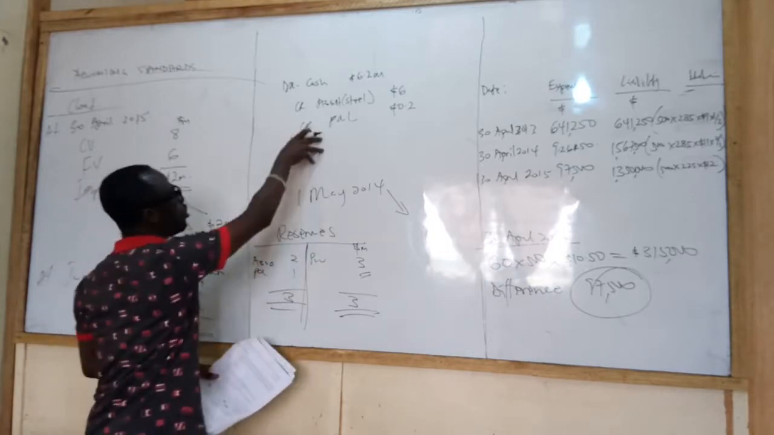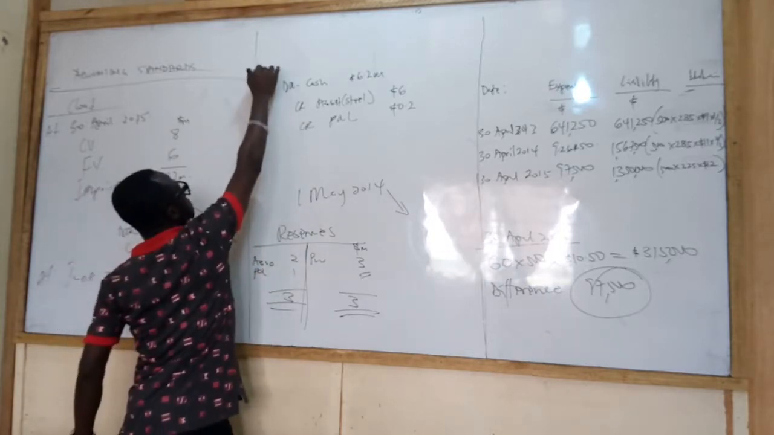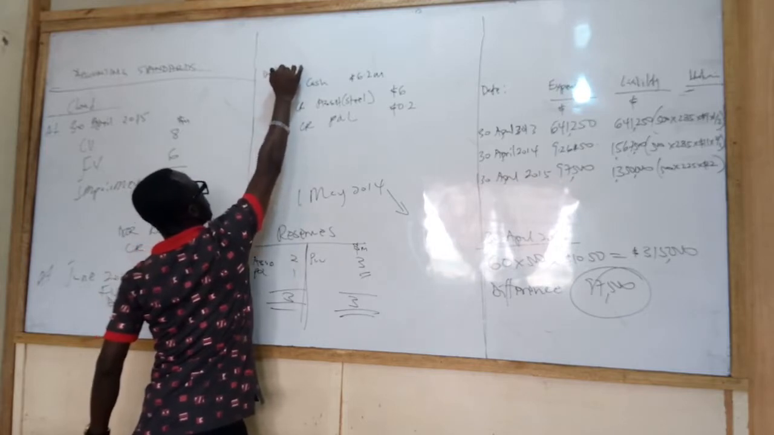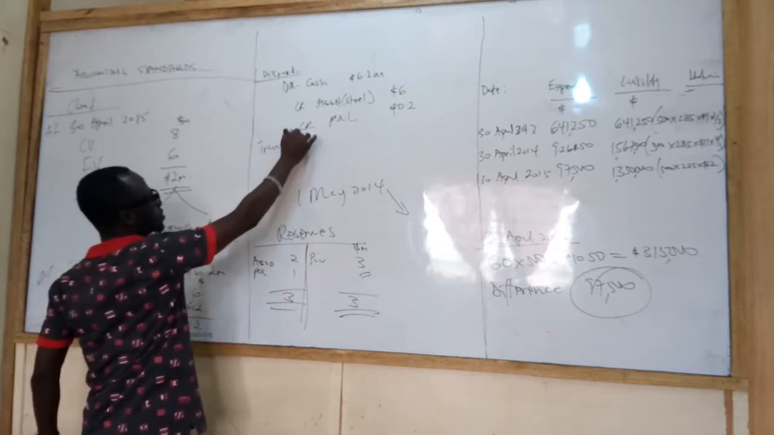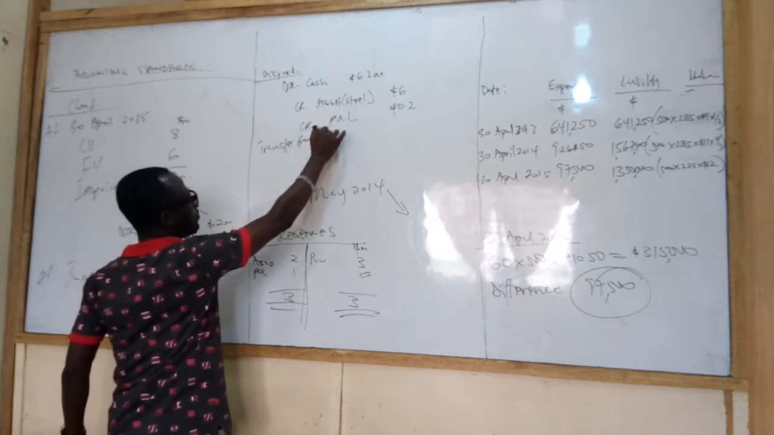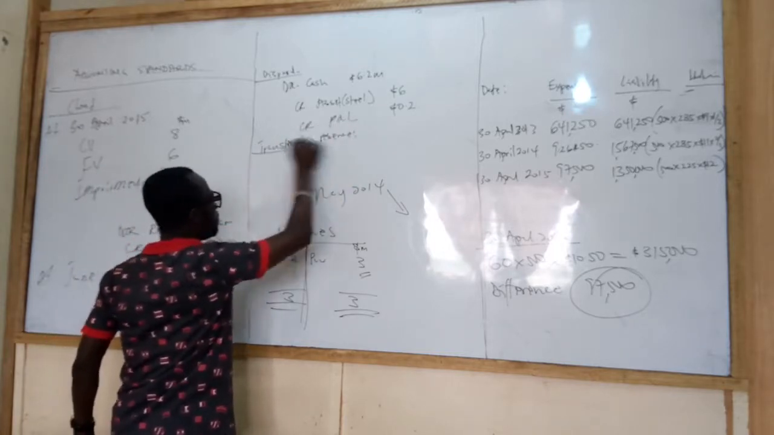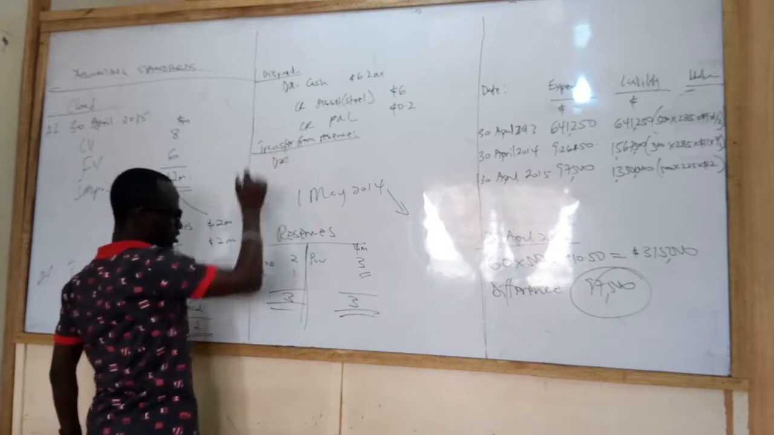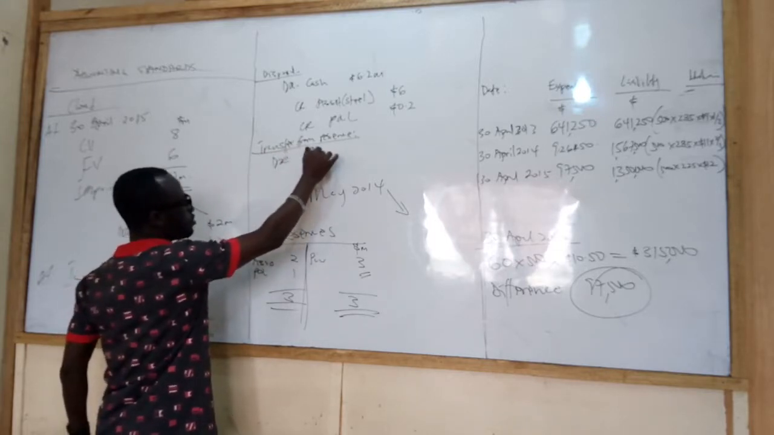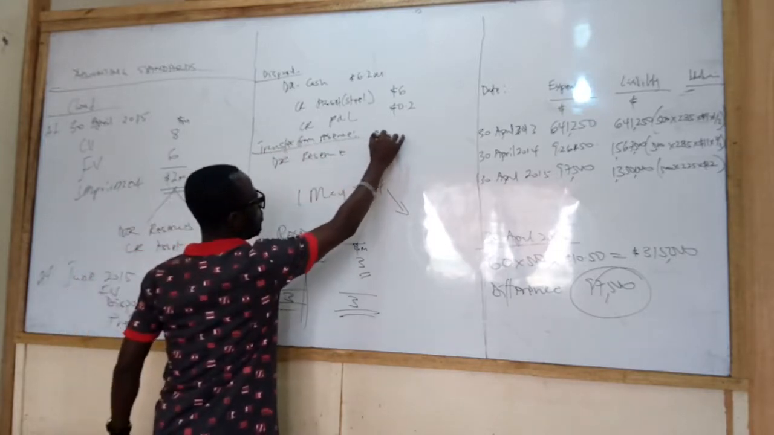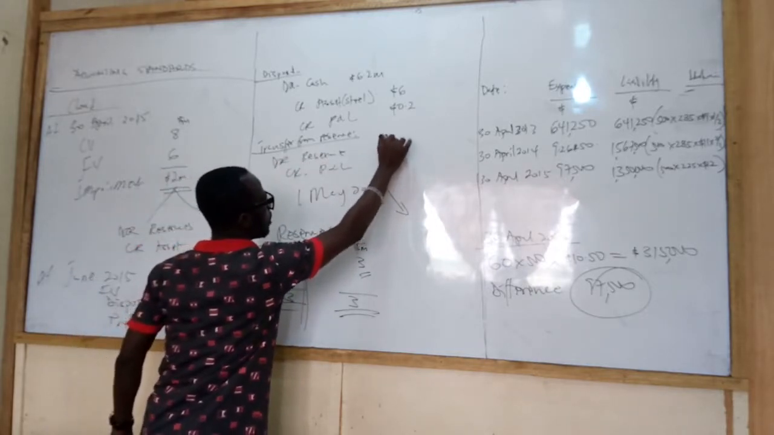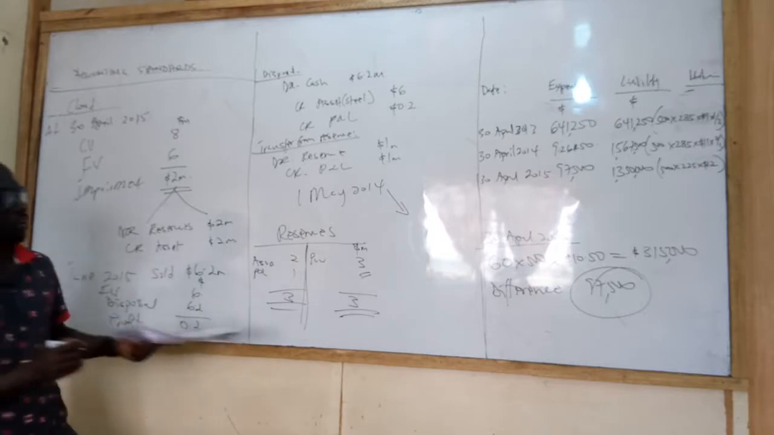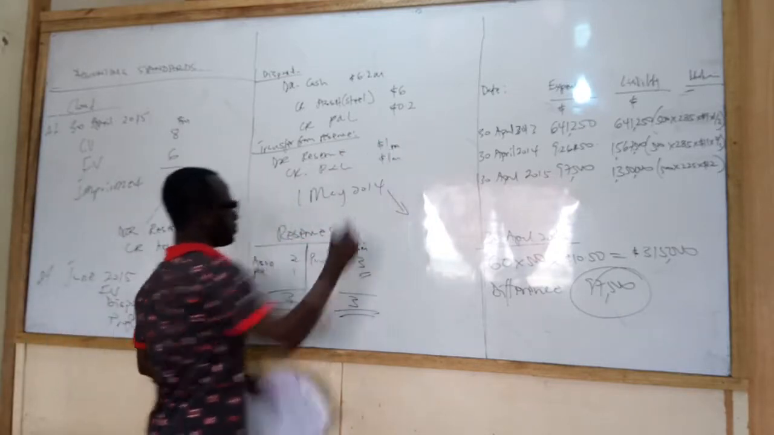You get it? So this is disposal, and this is the transfer from reserve. It will be debit reserve with 1 million, credit profit or loss. Maybe that's the first part of that question. Any question, please?